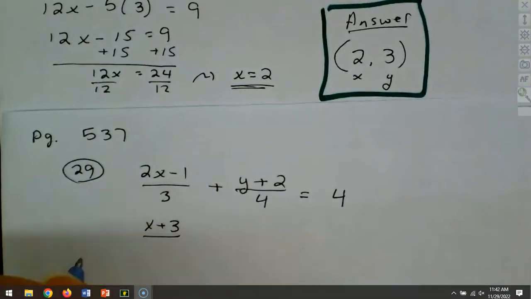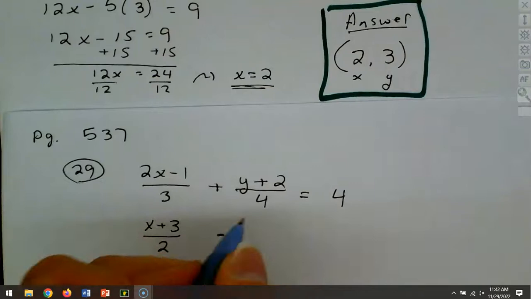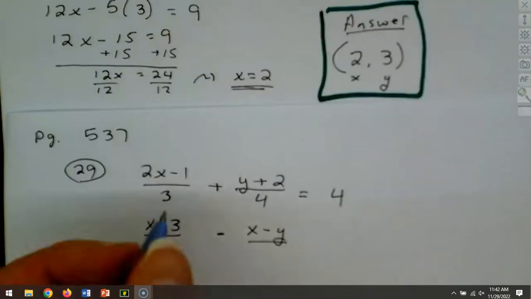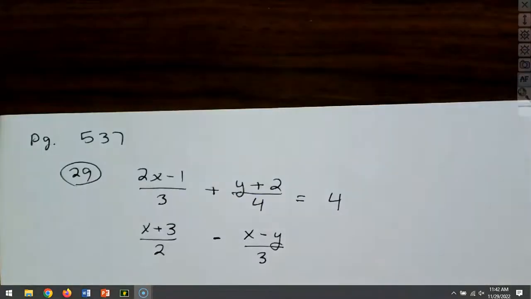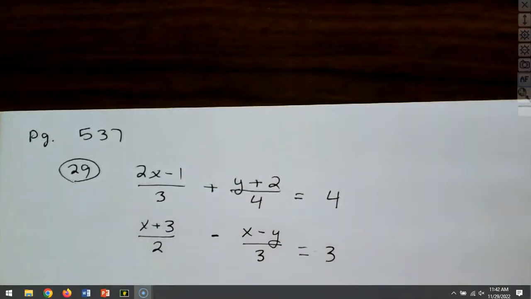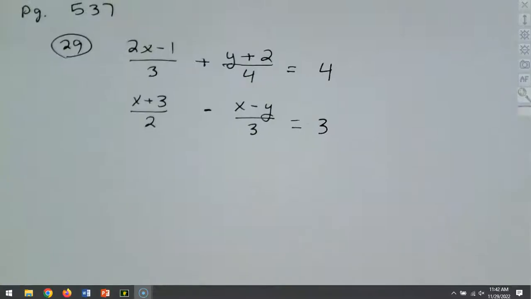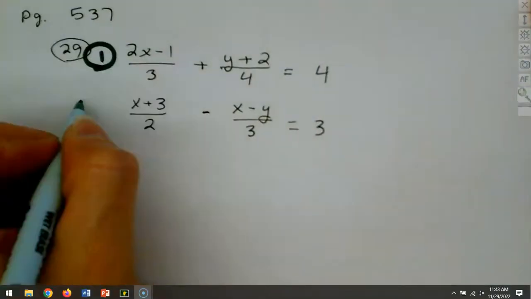X plus 3 over 2. And then we've got a minus x minus y over 3. So what we're going to have to do, before we do anything else, is we're going to have to clear out all of these fractions. Oh, sorry about that. It equals 3 here. Now, we're going to have to work these out independently of each other. We're going to have to split all these fractions up into individual parts, and then we're going to have to clear the fractions. So we've got two equations, and I'm going to have to do them separately.